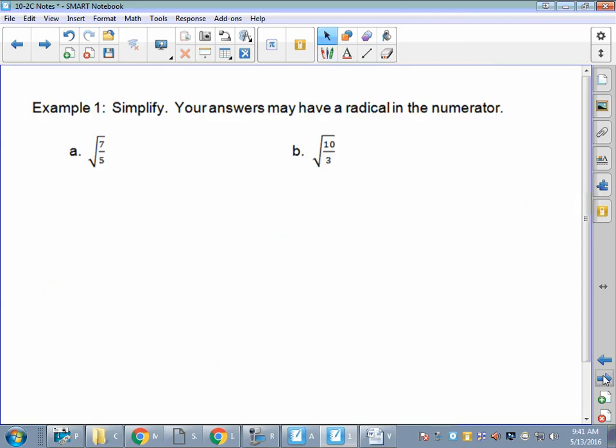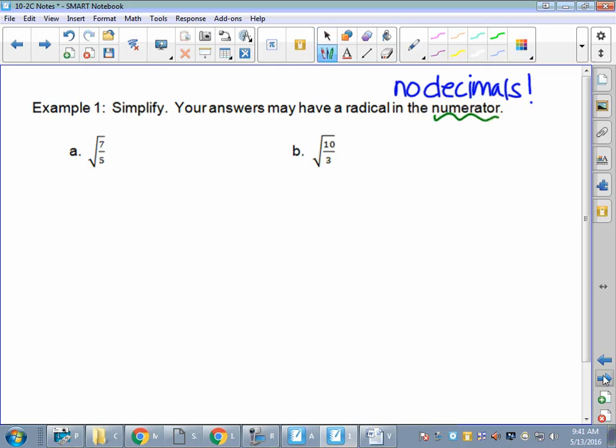All right, so let's do an example. Let's do number one. That seems like a good place to start. So number one, or number A, 1A. Simplify. Your answers may have a radical in the numerator. Remember, we're at the same place. Don't go to your calculator and type that in. If you give me a decimal answer, I'm going to mark it wrong. We are going to have radicals in our answers. Your answers may have a radical in the numerator, but remember, we won't have any radicals in the denominator because we have to take care of this.